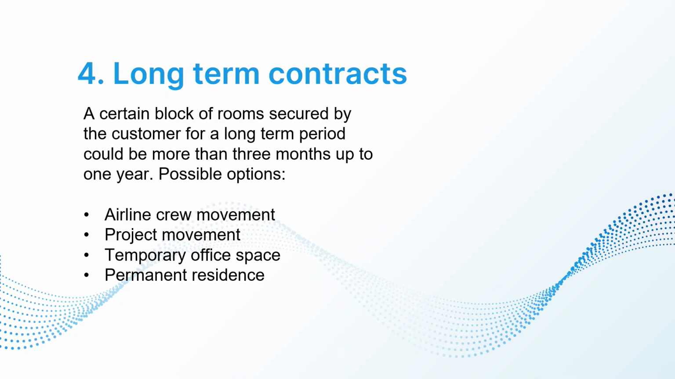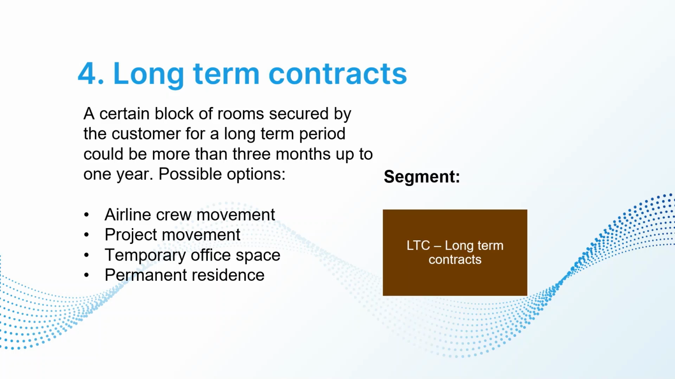Finally, long-term contracts. This pertains to a certain block of rooms secured by a customer for a long-term period. This long-term period could be defined as more than 3 months up to a year. The possible options for these requirements could be airline crew movement, project movement, a temporary office space for a small office to operate for a tenure like 3 to 6 months, or even a permanent residence of some senior official on deputation who chooses to stay in a hotel rather than renting an apartment. Therefore, the segment is purely long-term contracts. All of them are grouped together.